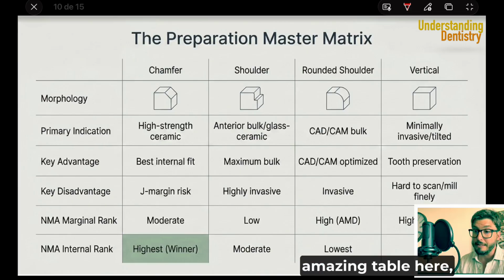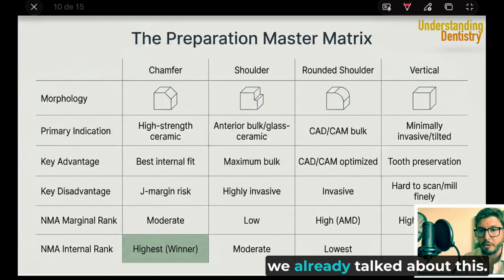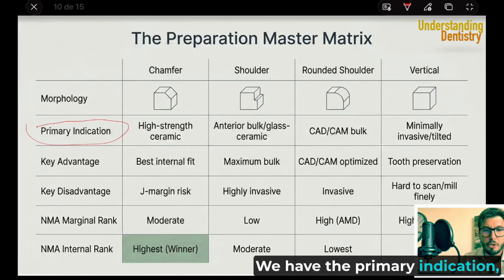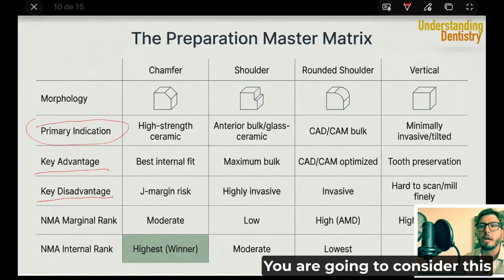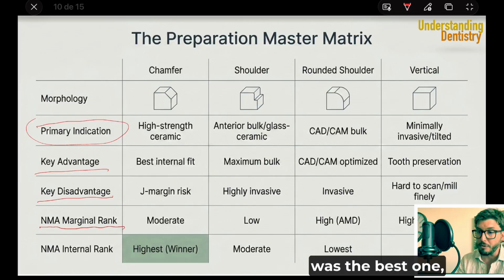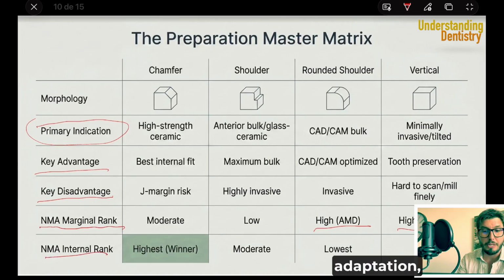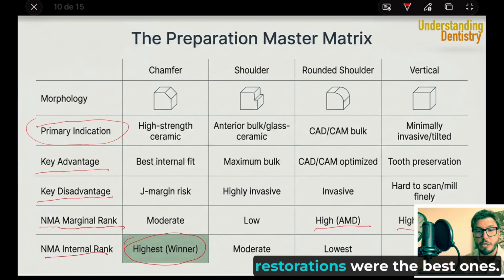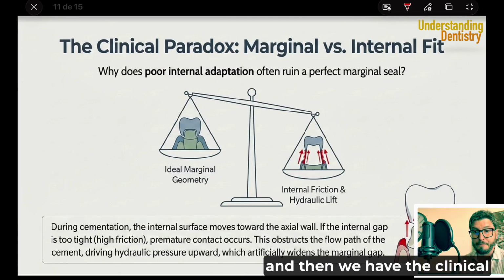And then we have this amazing table here, all right, where you can compare all of them, right? So the primary indication, we already talked about this. We have the primary indication, the key advantage of all of them, disadvantage, you are going to consider this in your treatment plan, of course. Then marginal rank, meaning which are the best ones for marginal adaptation. And then the vertical one was the best one, but not statistically significant. Rounded shoulder is also very good. But then for internal adaptation, the deep chamfer or chamfer restorations were the best ones. All right. And then we have the clinical paradox here, marginal versus internal fits.